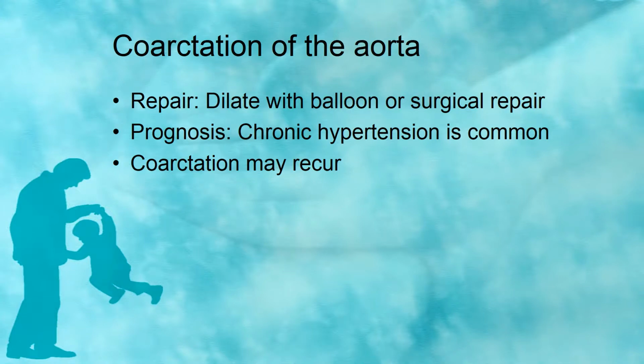So as far as the repair goes, they could either dilate with a balloon, or they will cut out the part of the aorta that is kinked off or narrowed, and then reanastomose the other ends together. You may end up with some chronic hypertension afterwards, and it's important to note that the coarc may reoccur.